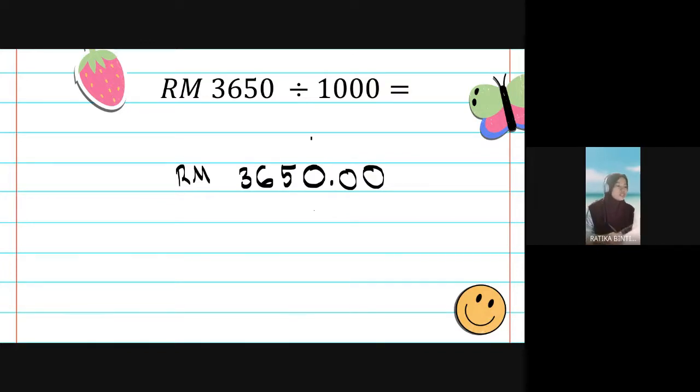Okay, so since 1,000, there are 3 zeros, we are going to move the decimal point 3 times to the front. So, 1, 2, 3. So, this is the new decimal point there. So, the answer is 3 ringgit and 65 sen. The zero at the back is not needed. Okay, easy. We have learned this already.